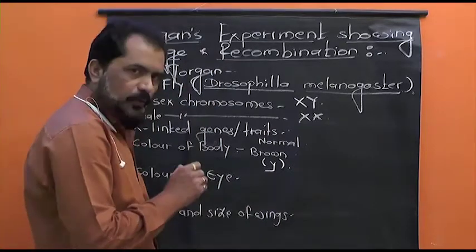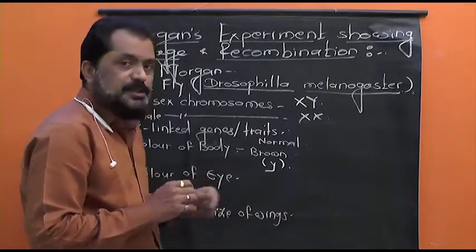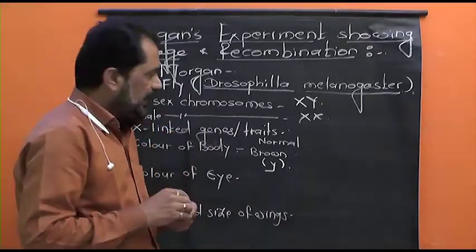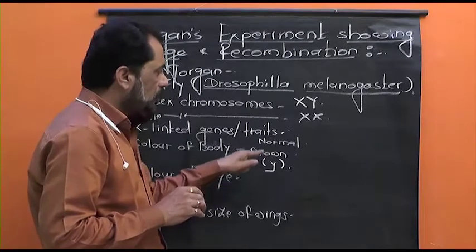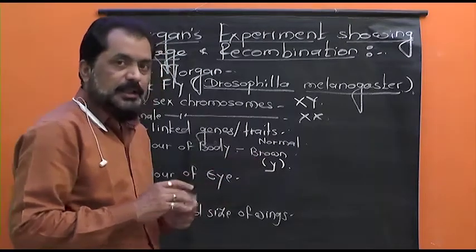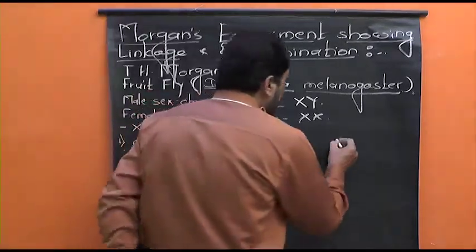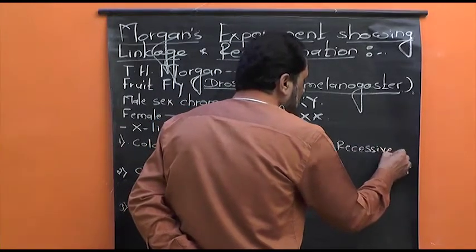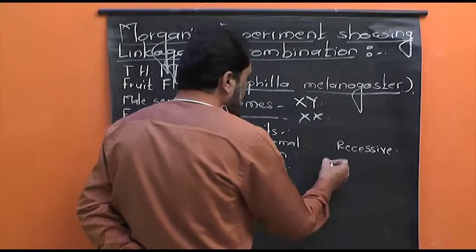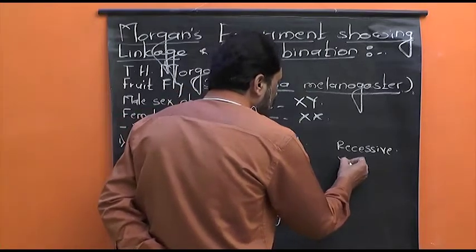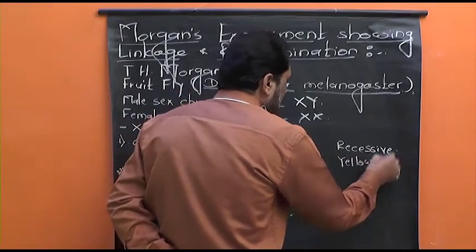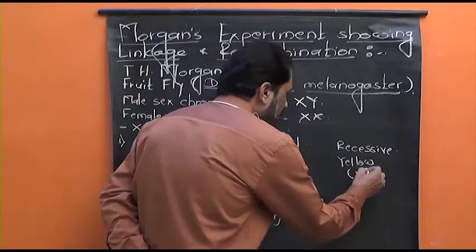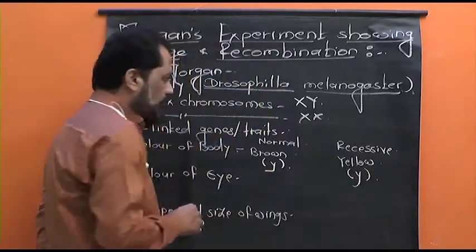Of course, the Y is the wild gene. It is a dominant gene. And this Y, the normal or wild gene, is dominant over the recessive trait, that is yellow body color. The gene responsible for it is small y.